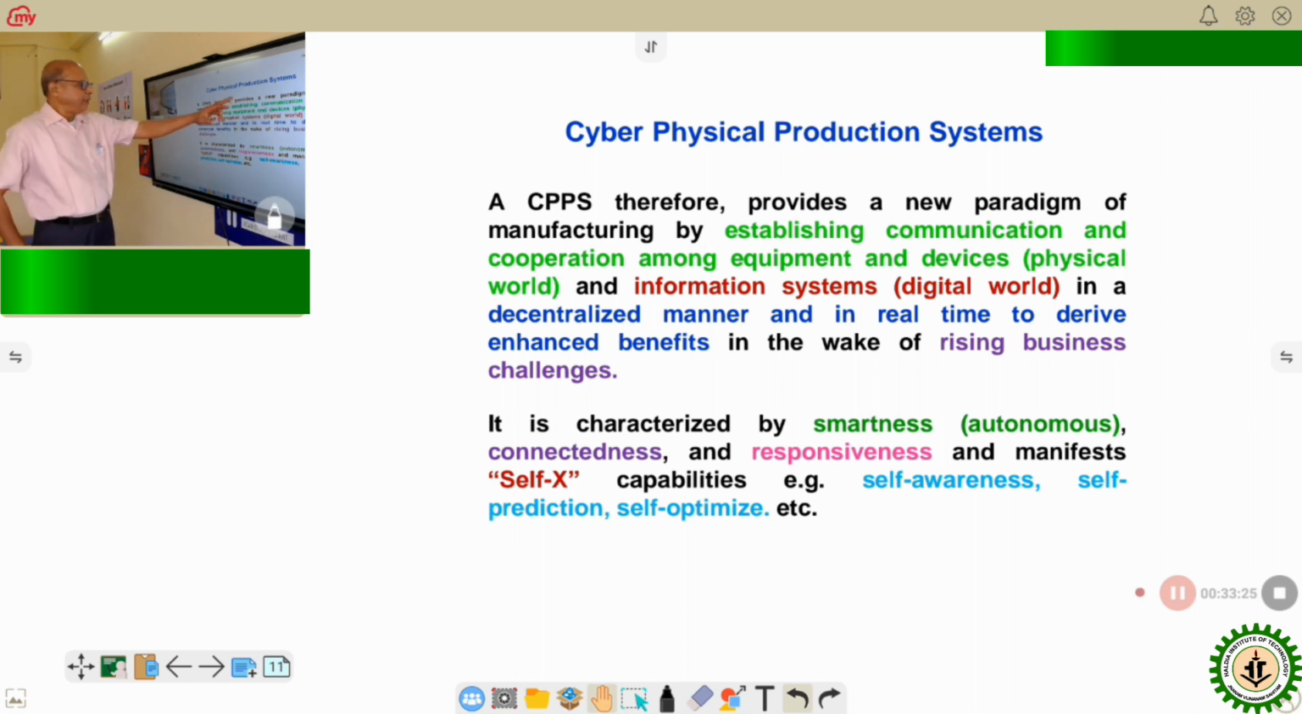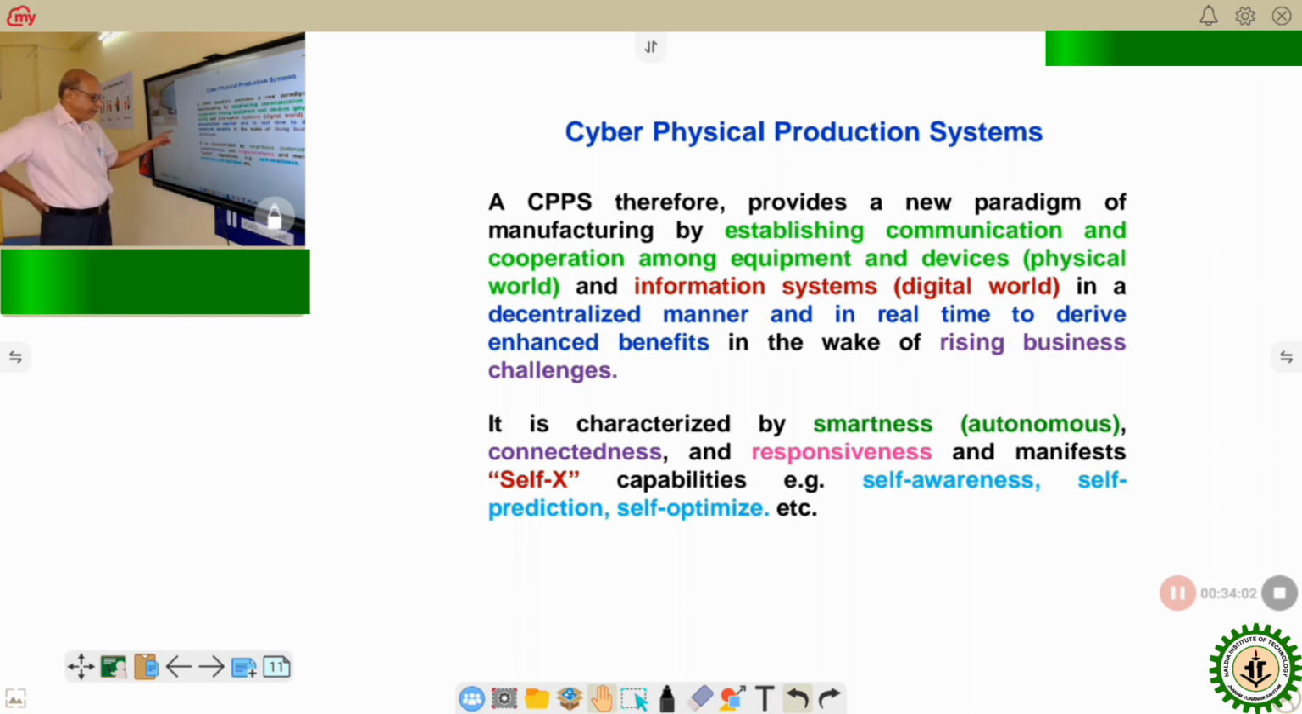So CPPS provides a new paradigm of manufacturing by establishing communication and cooperation among equipment, devices and information systems in a decentralized manner and in real time, to derive enhanced benefits in the wake of rising business challenges. It is characterized by smartness, that is autonomy, connectedness and responsiveness, and manifests self-X capability, that is self-awareness, self-prediction and self-optimization. I will illustrate.